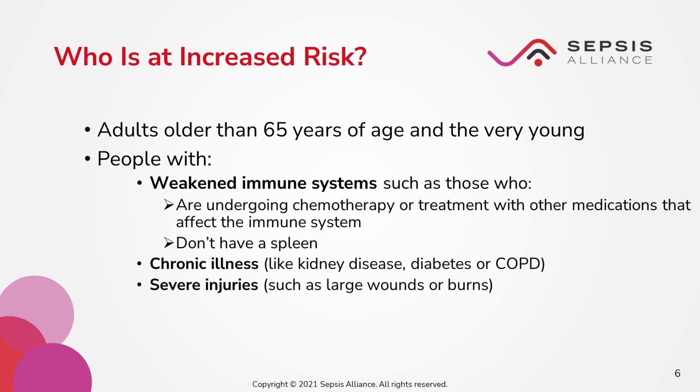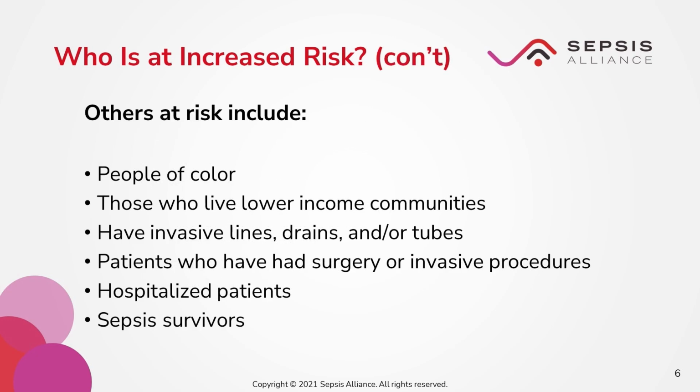If you don't have a spleen, it's harder for your body to fight infections. If you have chronic illnesses like kidney disease, diabetes, COPD, they even include severe obesity in this category. And if you have severe injury, so for example, your skin is your biggest organ and it protects you. So if it's severely injured, especially with burns, you are much more susceptible to infections, which can lead to sepsis. Other risks include people of color. They tend to have higher risks of sepsis.